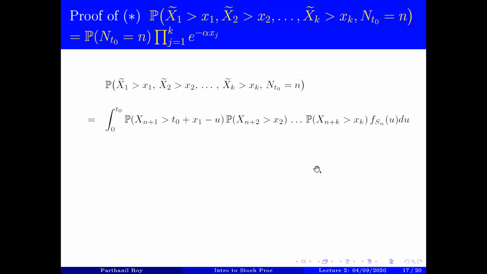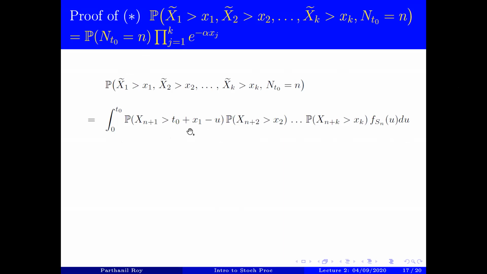Okay, so in the proof of star, we have already got the following identity, which is given here. So we have been able to write this joint probability, which involves the x tildes, in terms of probabilities about x's and an integral with respect to that. Okay, like this. So the x tildes are all gone, the x's, and then we have also been able to write them in terms of an integral.